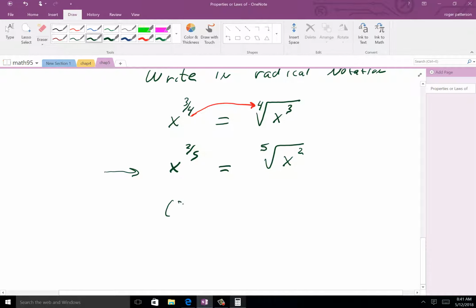Even if we had something like this, what would that look like? What root is it? 4th root of 3x to the 3rd. And we're not simplifying anything. All we're doing is just writing them.